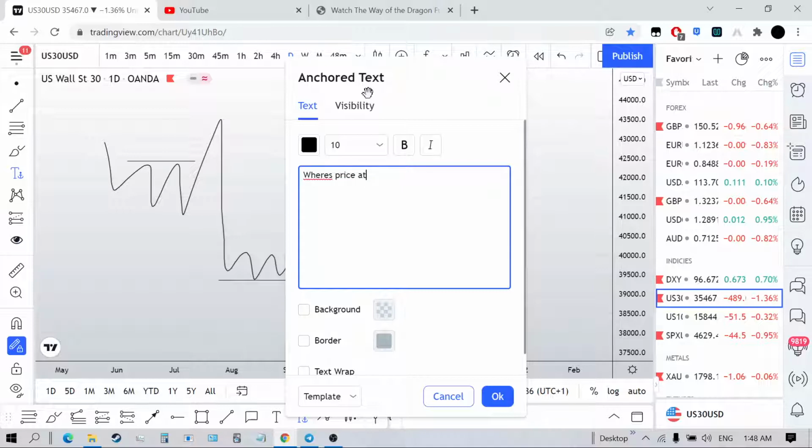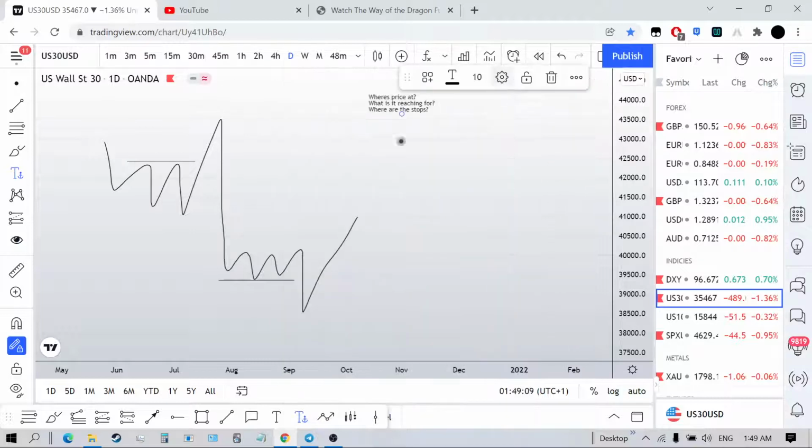Relative to that time frame. What is it reaching for? You guys can annotate with ones, twos, to separate it. What's it reaching for? And then where are the stops? This is the basic three questions that I really ask myself whenever I'm trading. These are the three things.